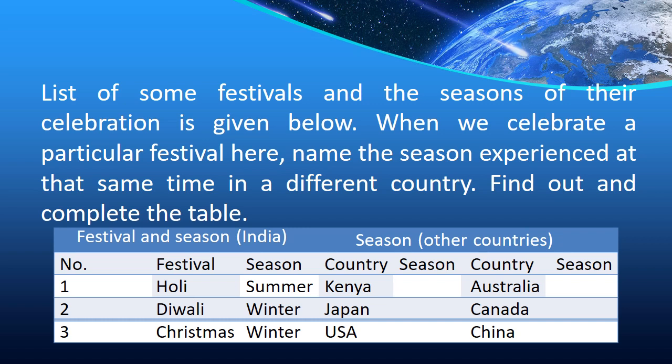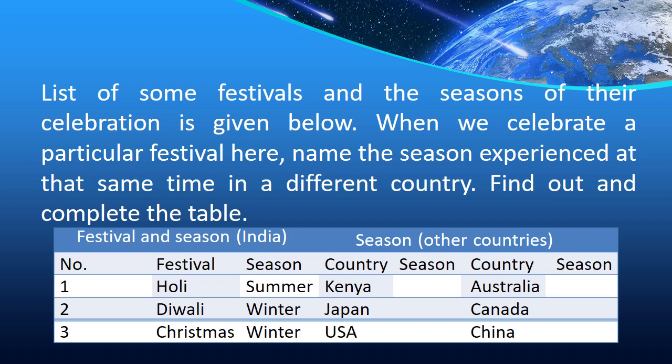We can't just directly Google when it is Holi in India, which season is there in Kenya. But we can find this based on their location, whether it is near the equator or farther from it, whether it is in the northern hemisphere or the southern hemisphere, whether it is close to the North Pole or the South Pole. So based on this, we will get the idea.